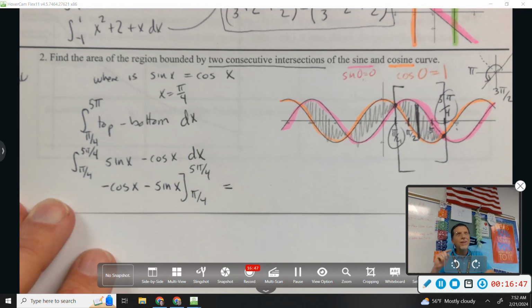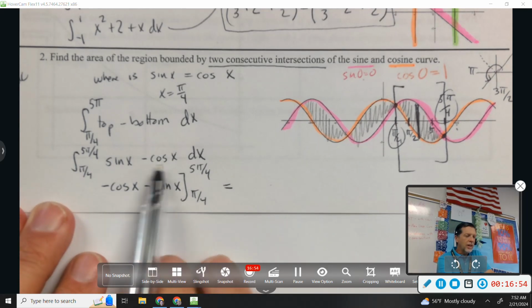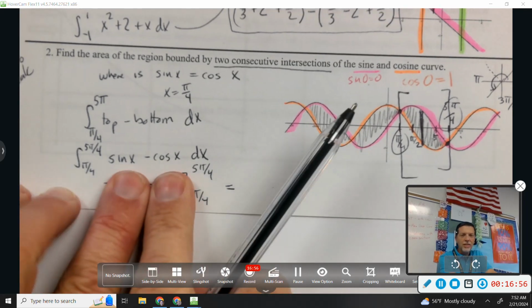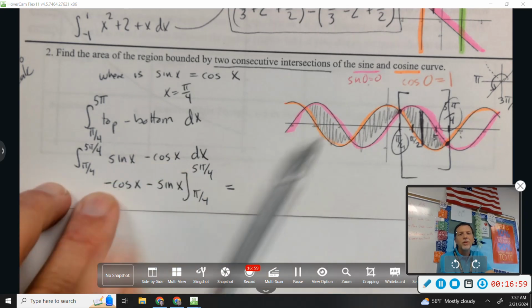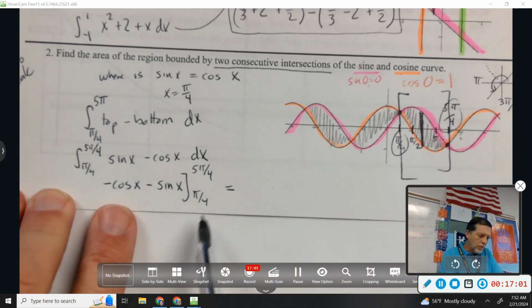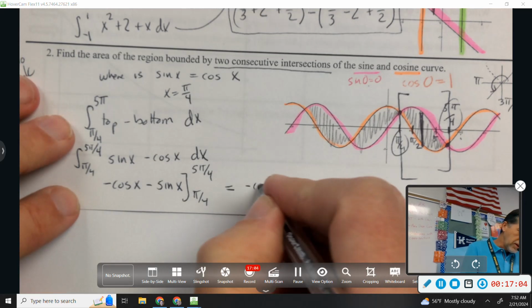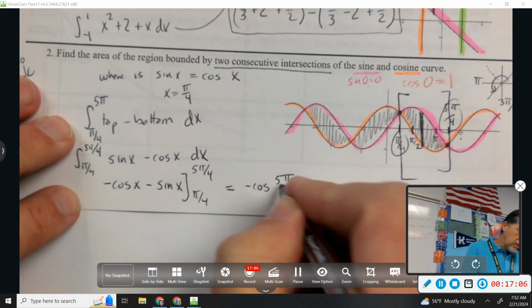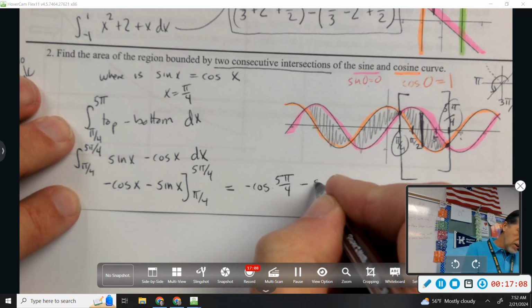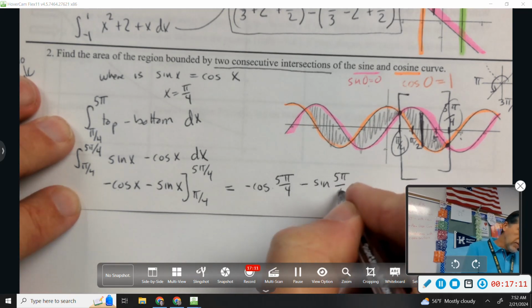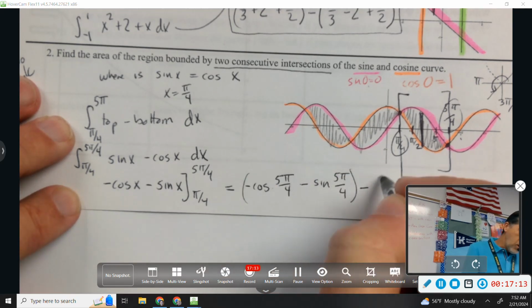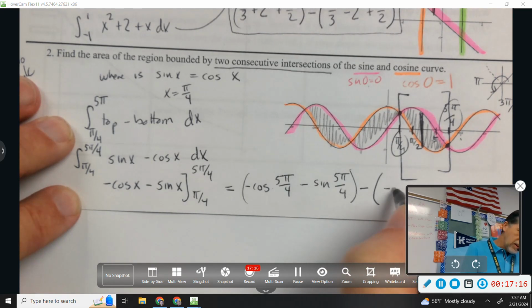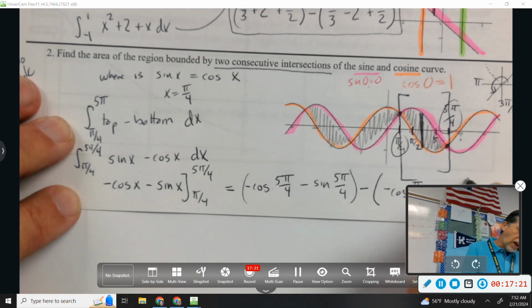And make sure you do the antiderivative before you plug in values. Surely we're past that, but occasionally, at least early on, people would get here and they would not integrate. They would just plug in top minus plug in bottom. Like, no, make sure you take care of the antiderivative. Then we'll plug in the top minus plug in the bottom. So negative cosine 5 pi over 4 minus sine of 5 pi over 4. All of that minus negative cosine pi over 4 minus sine of 5 pi over 4.